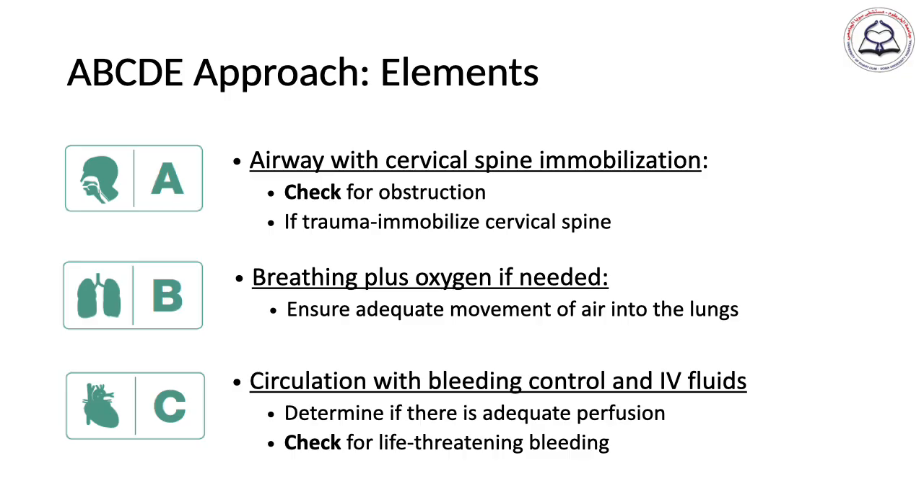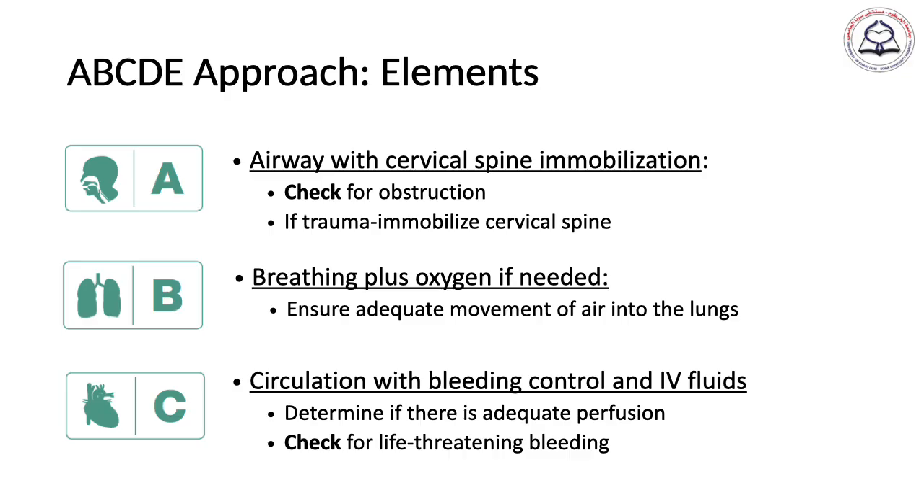The elements of the ABCDE approach: airway. Always when you are assessing the airway, you have to consider whether there is cervical spine injury and you have to immobilize, especially in patients with trauma, and you need to look for airway obstruction. Breathing: whenever we are assessing breathing, make sure there is adequate movement of air into the lungs. And whenever you need oxygenation, you have to give oxygen.